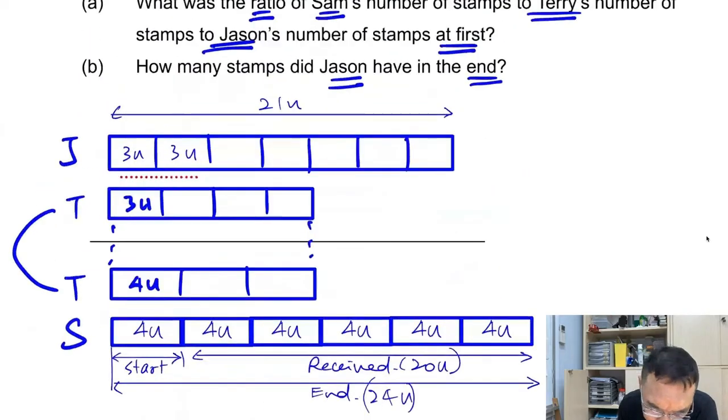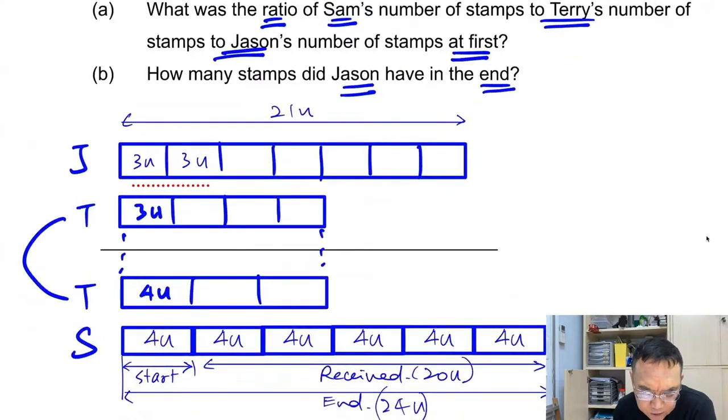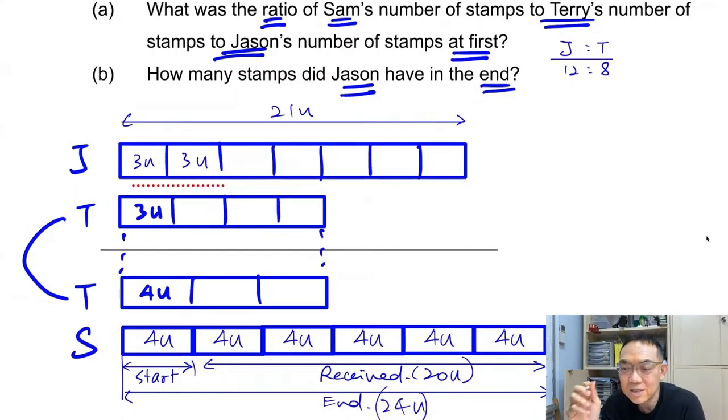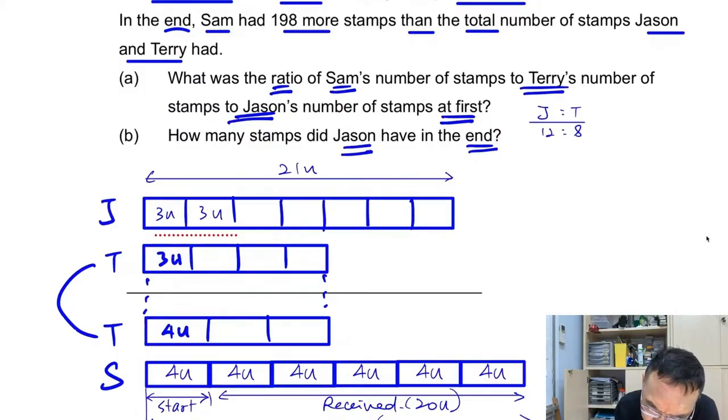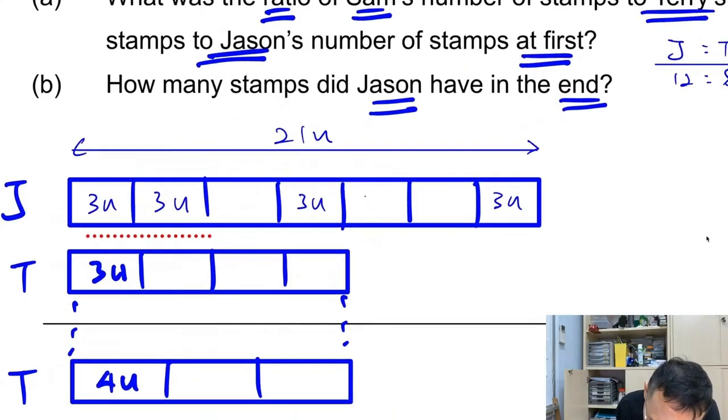Let's go back to our model. My question to you is this. How many units does J have left? Come. Remember just now the number was 12 and 8. Okay, this was J and T. How many units does J have left? Yes. Well done. Okay, so this J here, he gave 12. So if he gave 12, and this is 3, then this is what he gave.